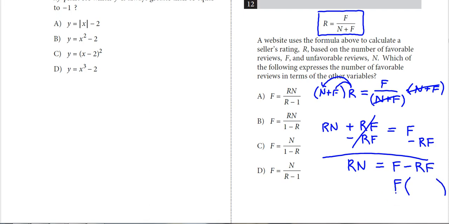So F times what will give me F? Well, that'll be a 1. And then F times what will give me a negative Rf? That will be a negative R. And I have Rn still chilling over here on the other side.